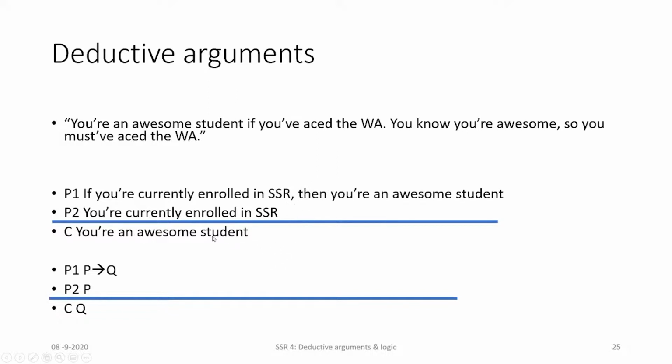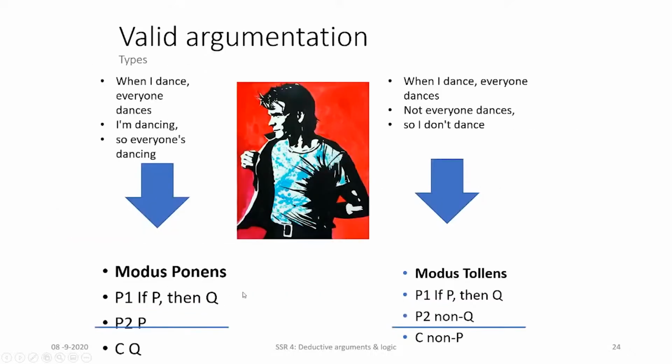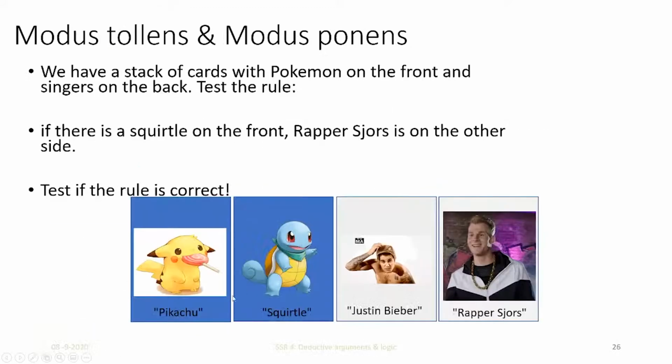One way of checking for the validity would be assuming if P1 and P2 hold, does the conclusion necessarily follow? But perhaps you've recognized that argument from what we just talked about. If P, then Q, P, so Q, which is affirming the antecedent, which you can learn to recognize if you learn it by heart.